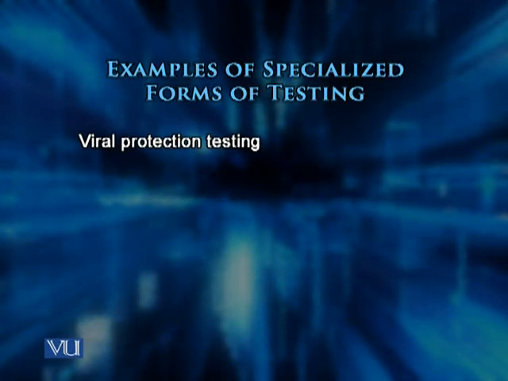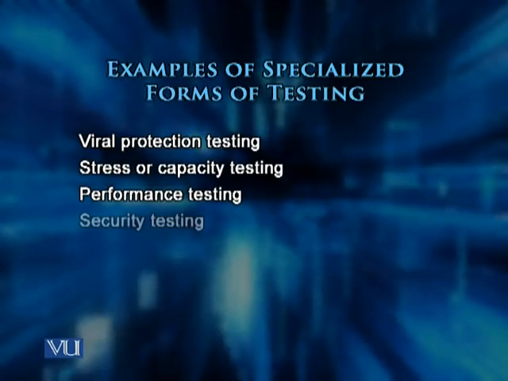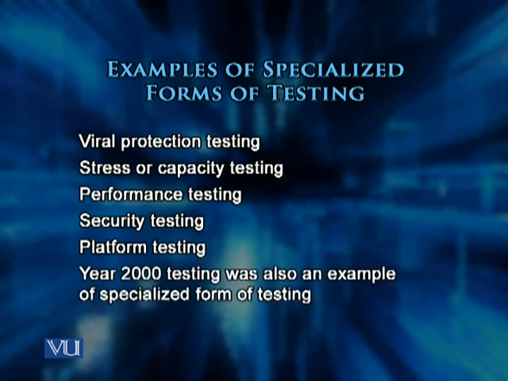Let's discuss the examples of a specialized form of testing, and they include viral protection testing, they include stress or capacity testing, then we have performance testing, security testing is an example of specialized form of testing, then we have platform testing, and if you remember, the Y2K testing was also performed, and that was also an example of the specialized form of software testing.